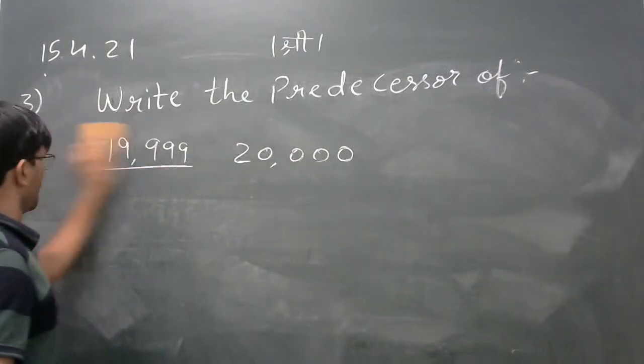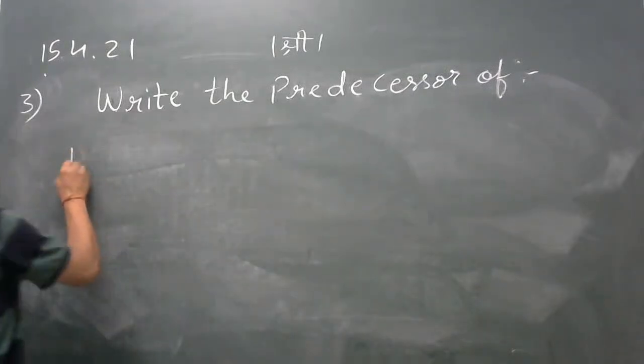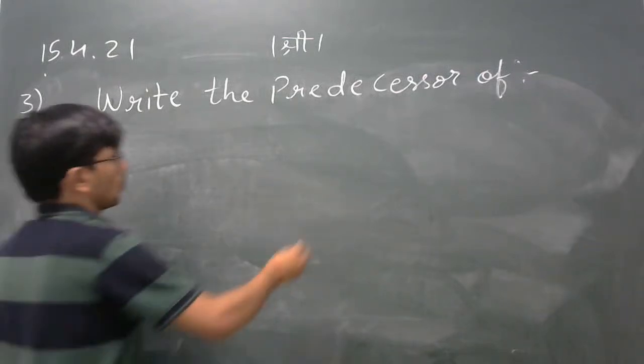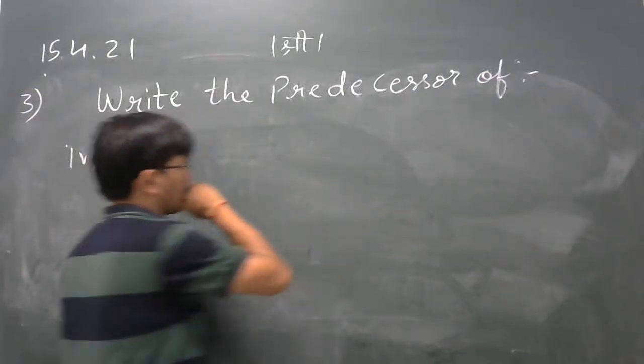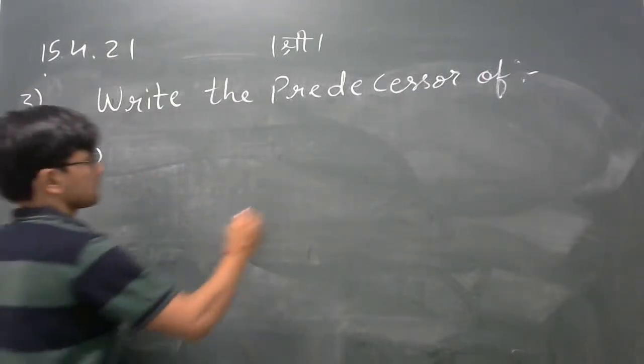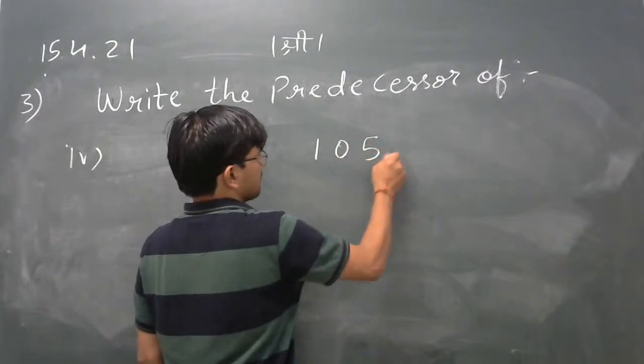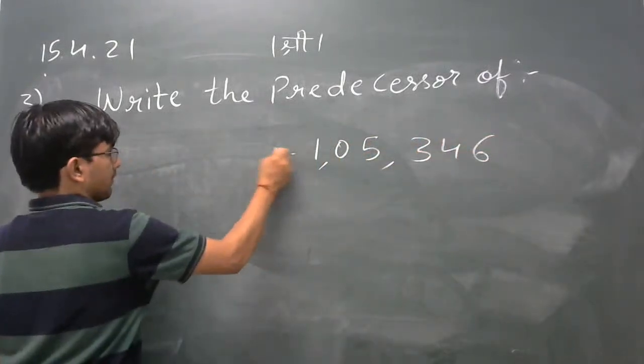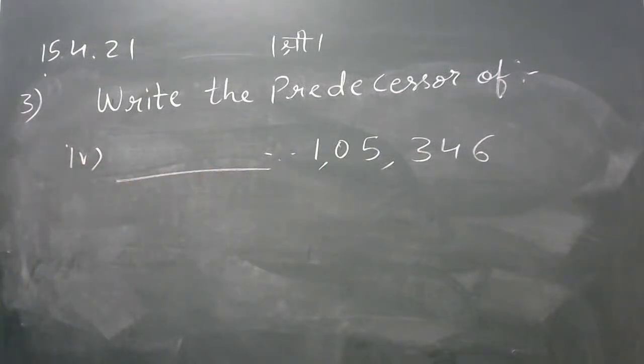So if we move ahead, 30 lakh. Now I am going to, what is the predecessor here?